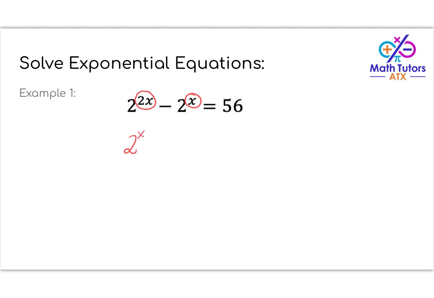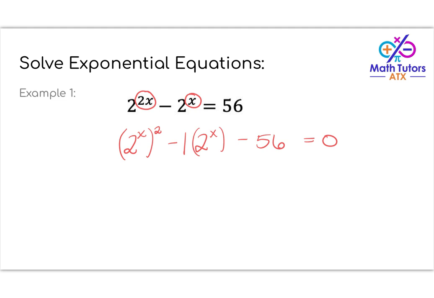If 2 to the x were there, I could actually write that as being squared, right? Because that would be 2 to the 2x. 2 to the x all squared, because remember you multiply the exponents, minus 2 to the x, which there's technically a 1 in front of there. And I'm also going to go ahead and move over my 56 to set it equal to 0. So now it actually looks kind of like a quadratic.